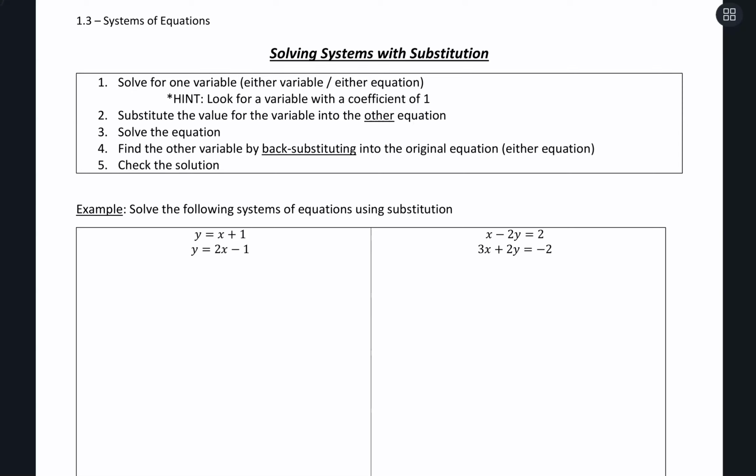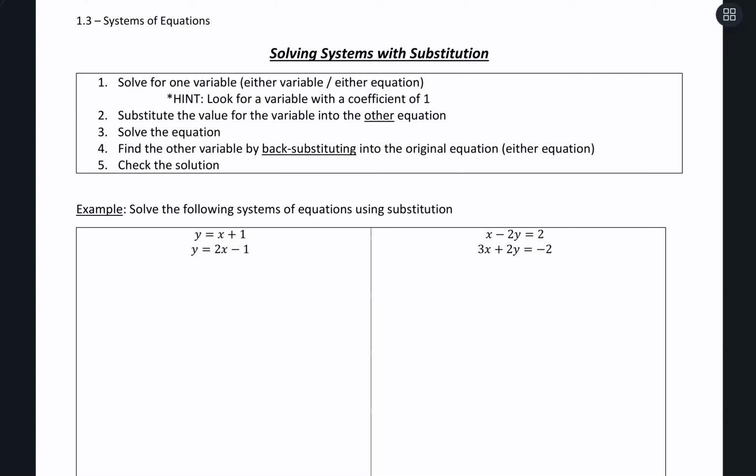So as I discussed in the last video, solving with graphs is really great for a visual and nice when you have nice whole number solutions. But we want to be careful of that because sometimes it's not easy to see, or maybe graphing just takes too long. So what we need is a way of solving algebraically. And we're going to have two ways of doing that. We're going to have substitution or elimination.